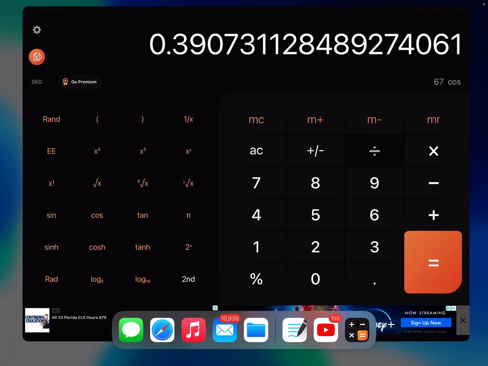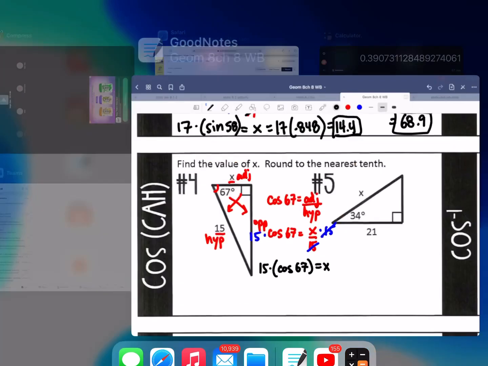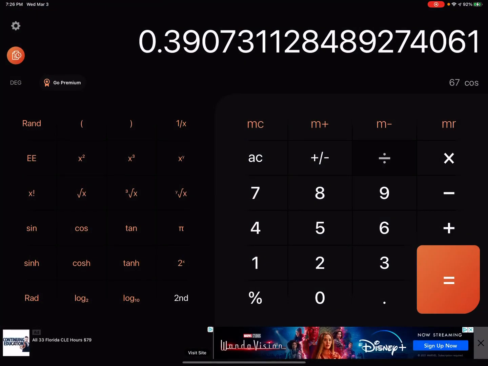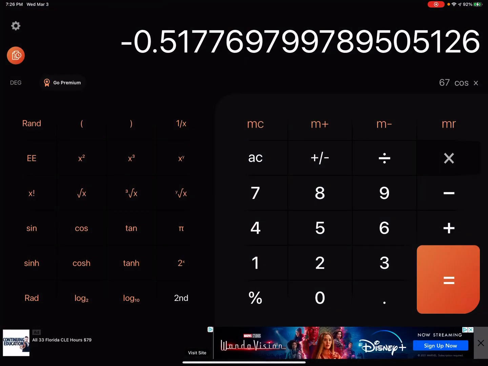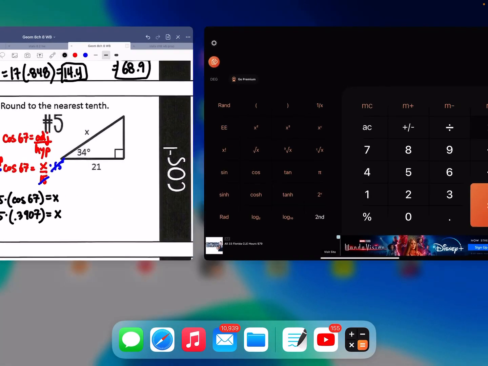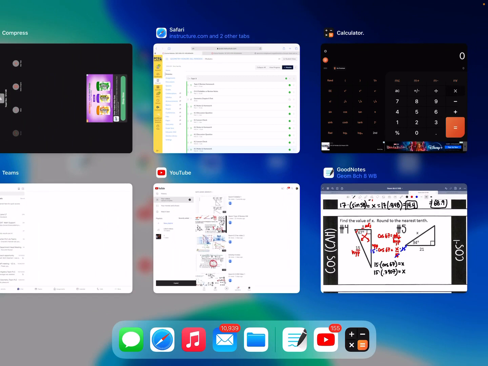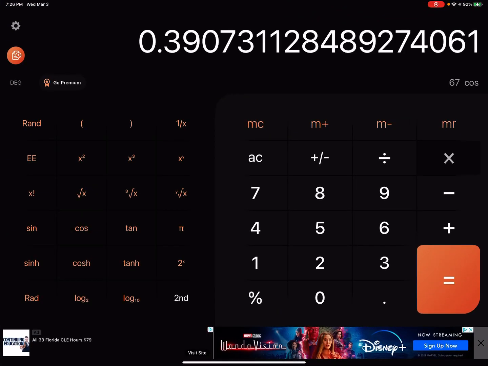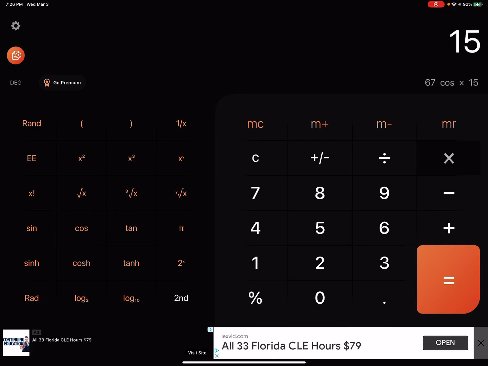Looks like 0.3907. Okay, and we're going to take that answer and multiply by 15. Times, see that changed the number, so I gotta retype that in. Cosine of 67 times 15.